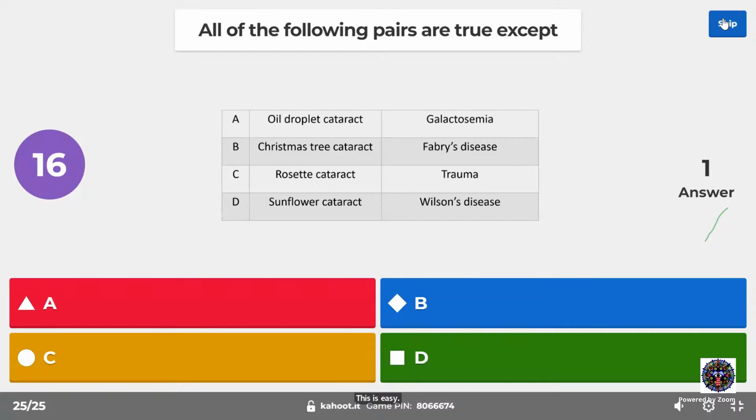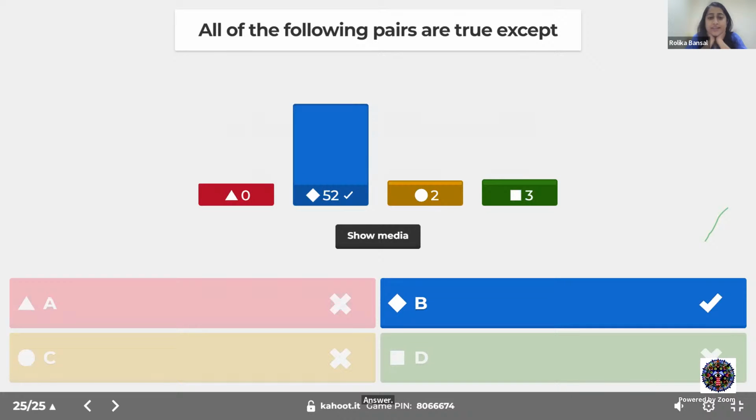A question on pediatric cataract, very easy. I just wanted to put this question because all questions are strabismus. So oil droplet cataract, galactosemia; Christmas tree, Fabry's; rosette, trauma; sunflower, Wilson. Which is the wrong answer? I am sure that this will have the highest. Perfect. It is typically a spoke-shaped cataract.